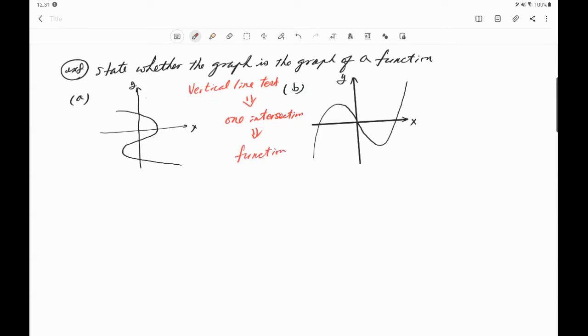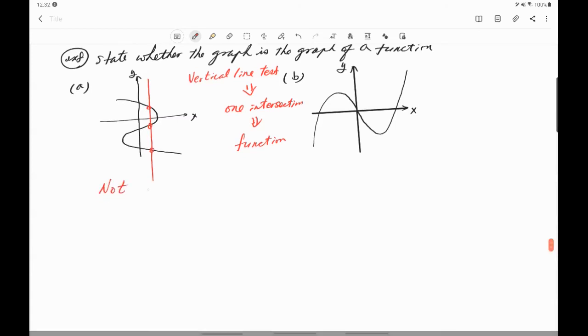Okay, so draw this one. Draw a vertical line on the graph. This one has three intersections, right? Three intersections. So this is not a graph of a function. Okay, this is not a graph of a function.